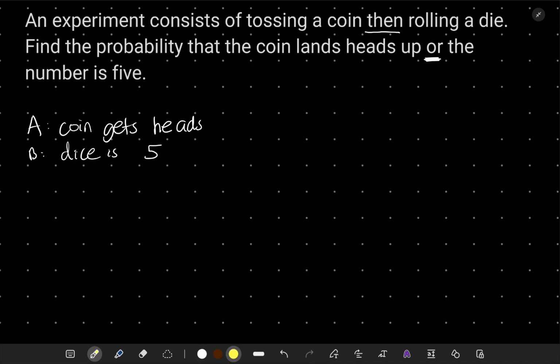Again, what are we going to do? In this case, we had to figure out the probabilities of these first, right? Probability of A, well, the coin getting heads is 1 out of 2. And the probability of B, the die is 5, would be 1 out of 6. Okay, so now we had to figure out the probability of A and B happening.